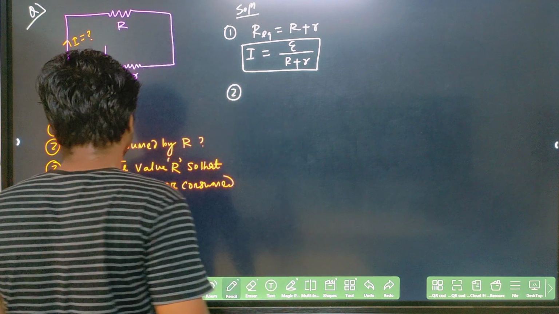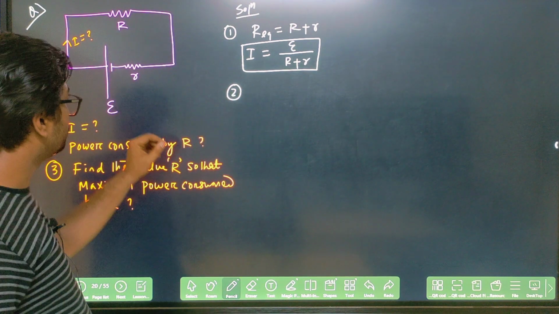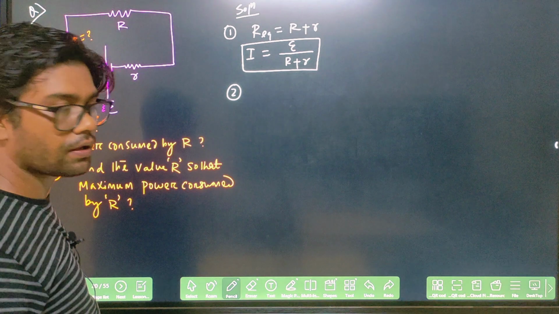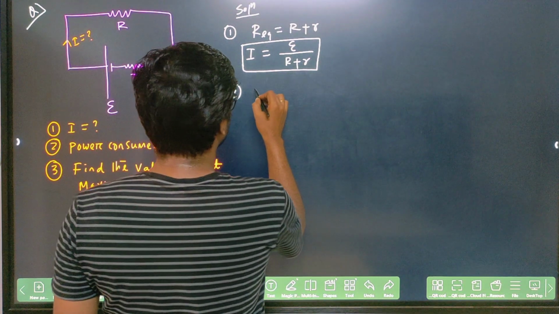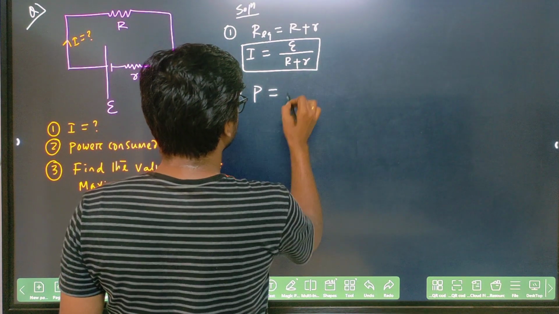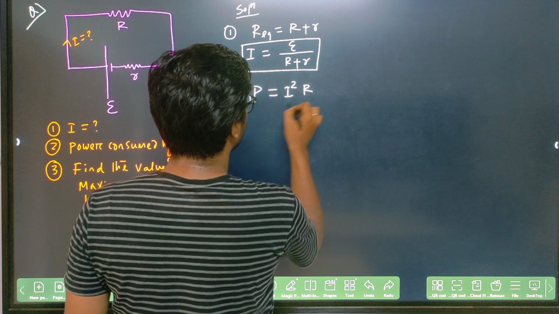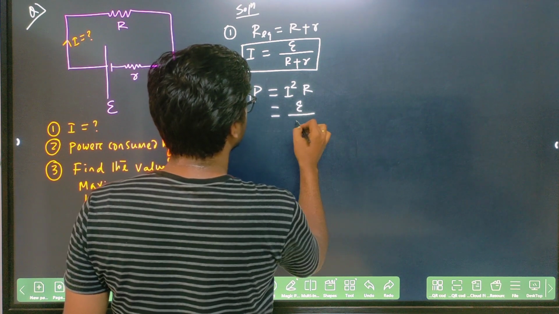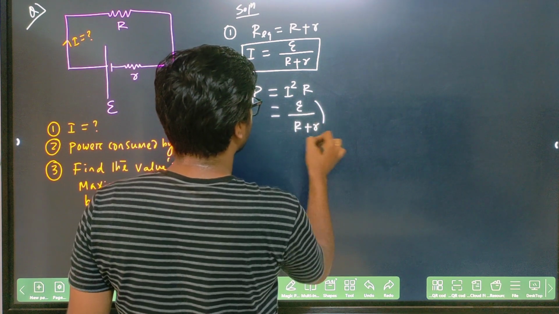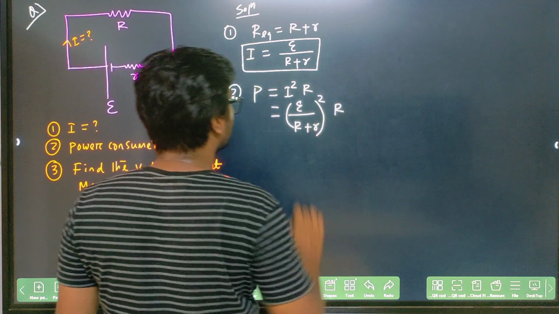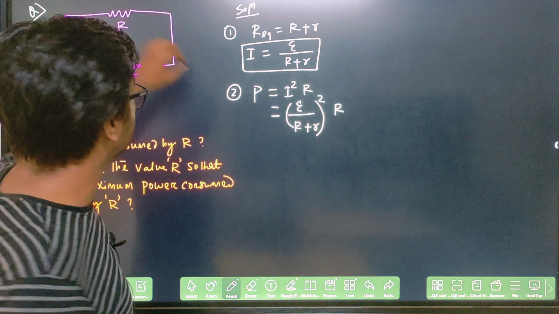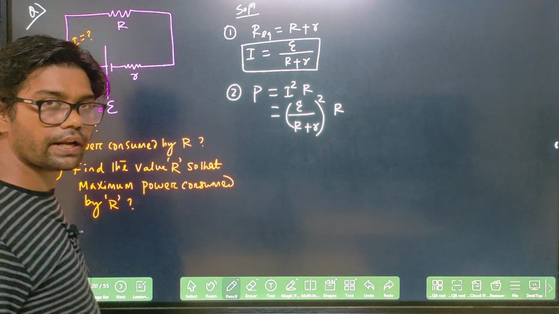Second thing, it is asking for the power consumed by the resistor R. So power, you know that, can be written as I squared into R. So I will be E divided by R plus small r, whole squared, into R. This much power is consumed by this resistor capital R, right?